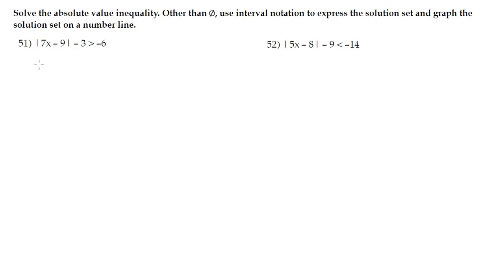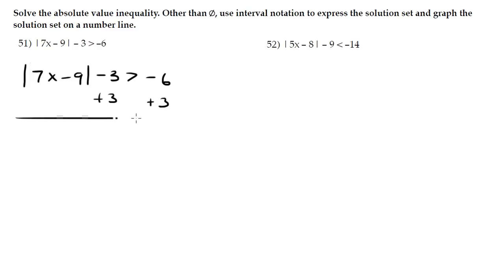So we're solving the absolute value inequalities. So 7x minus 9, absolute value. Let's isolate the absolute value by adding 3 to both sides of this. Okay, so we have a negative number on the right side here, so we should stop and think a little bit.